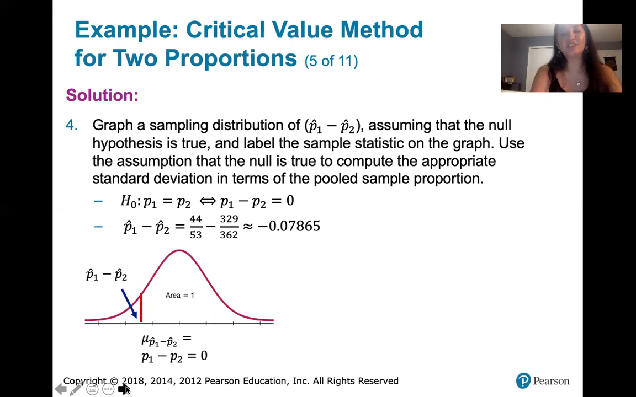Well, if the null hypothesis is true, it's telling us that that is equal to 0. So the mean of this distribution of P1 hat minus P2 hat is equal to 0, which is the same as saying that we're assuming that P1 and P2 are equal to each other. And then we're asking ourselves, if P1 and P2 are equal to each other, is it common? Is it likely? Is it significant that P1 hat minus P2 hat for our samples is approximately negative 0.07865? Is that significantly high or low? If it is significantly high or low, we'll throw out the null hypothesis. If it's not, we'll say that the null hypothesis might be true.